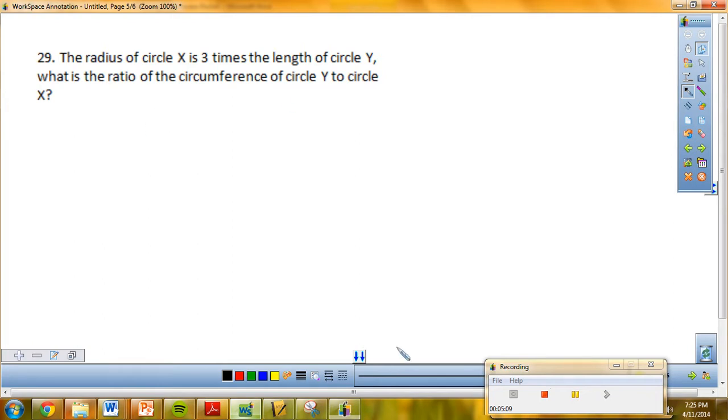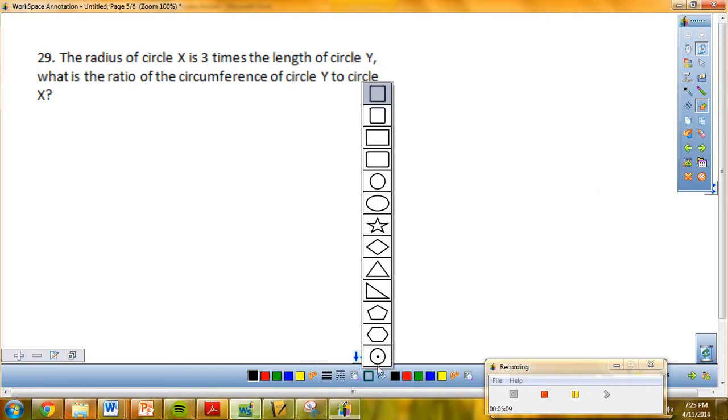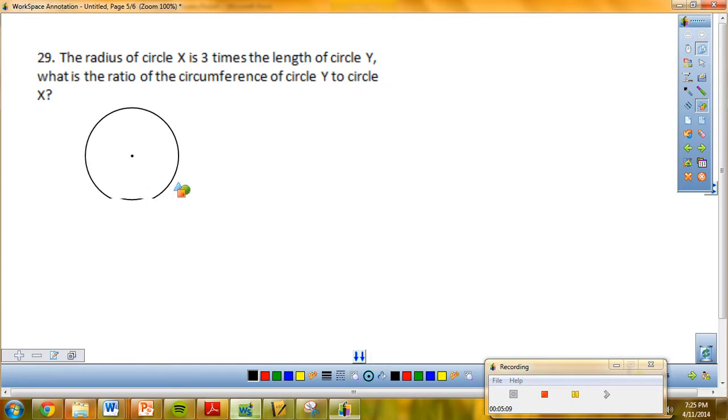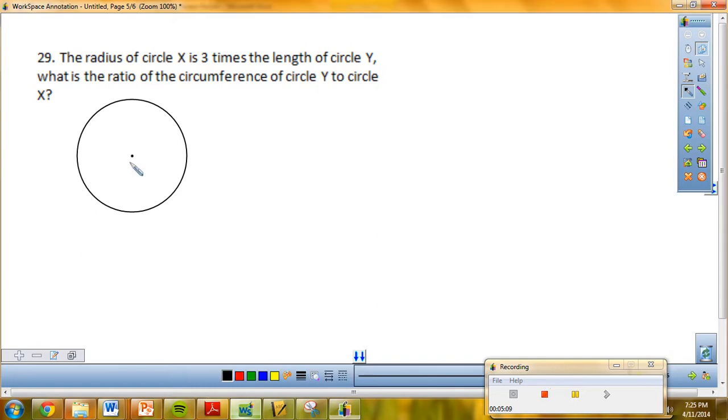If they give us the radius of a circle, and as soon as I see I don't have a picture, I draw it out. The radius of a circle, and they're calling that circle X, so I label it so that I know which one. X is 3 times the length of circle Y. So here again, I'll label it circle Y so that I know which one I'm talking about.